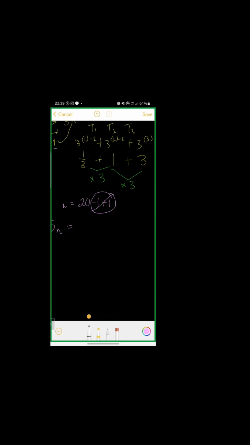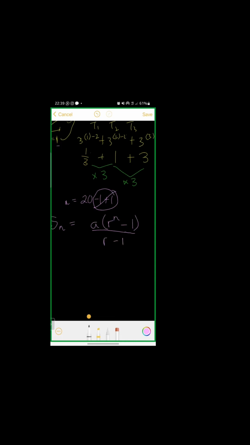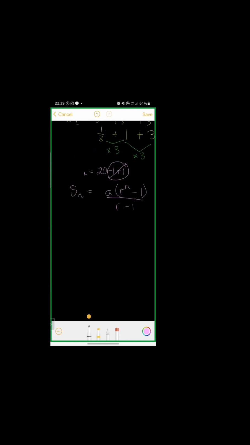So how do we go about this one? Is it 1 bracket r to the n minus 1? Which comes first between the r? Give it to me. Somebody. Bracket r to the n minus 1, over r minus 1, right? Right, yeah.